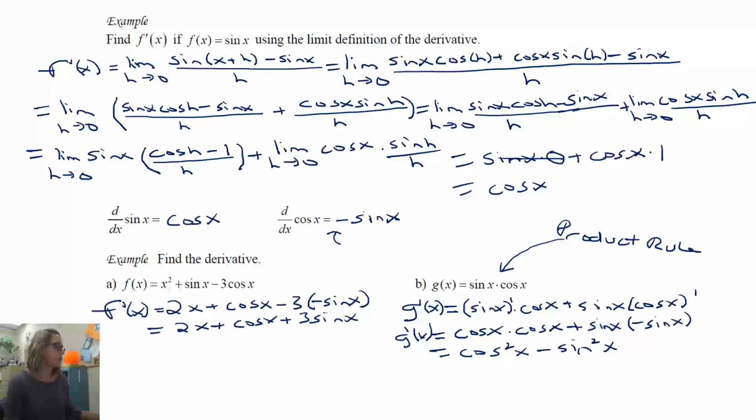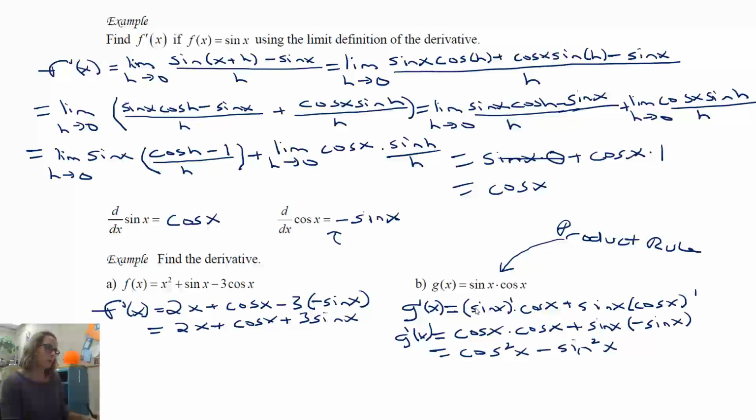All right, so here are the answers to those two, so you can take a look at them and see if you got them right. Here was just a derivative of x squared, which is 2x. Derivative of sine is cosine x, and then derivative of negative 3 times cosine x is just negative 3 times the derivative of cosine x, which is negative sine x. So we have a negative there, which is what gives us the addition.